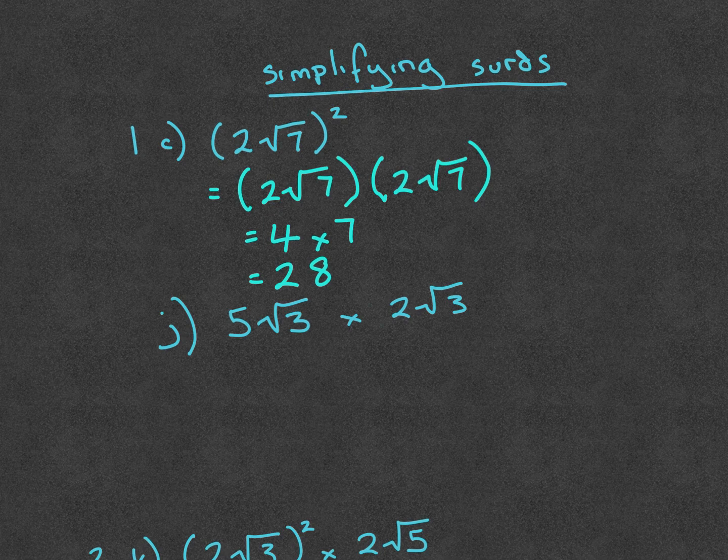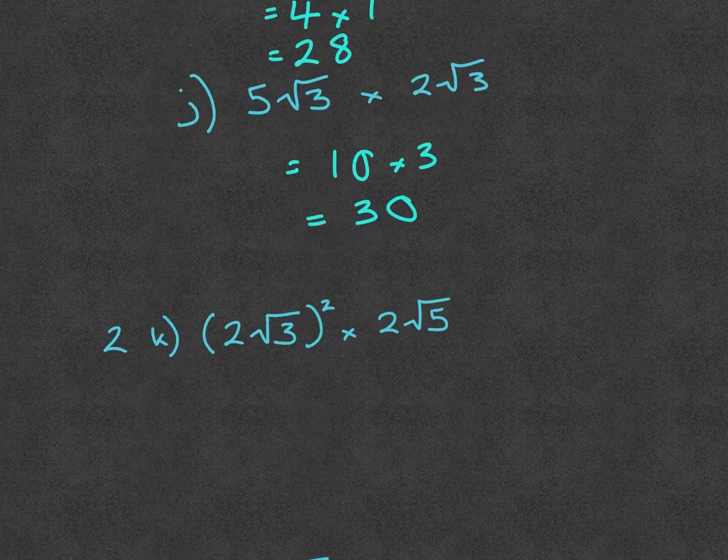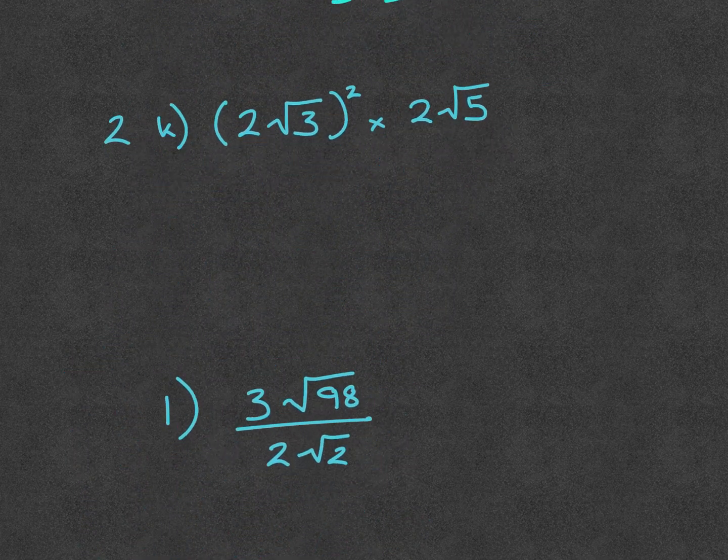Let's look at the next one, 5 root 3 times 2 root 3. So what we've got here is just a straight multiplication again. We multiply the coefficients. 5 times 2 gives us 10. Root 3 times root 3 gives us 3. 10 times 3, which equals 30. Okay, so those simplifications were quite straightforward and easy.